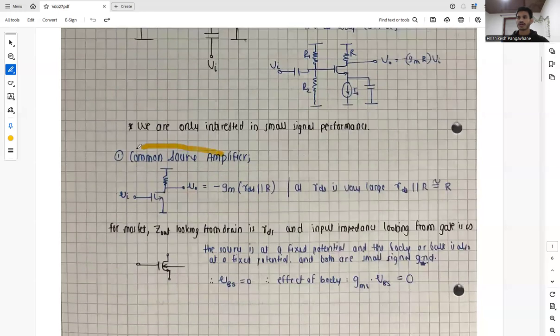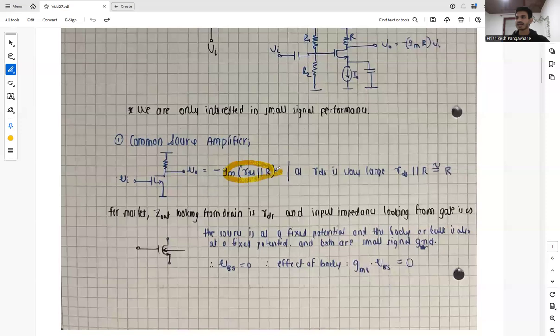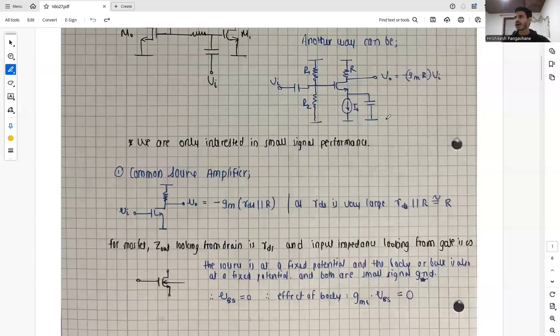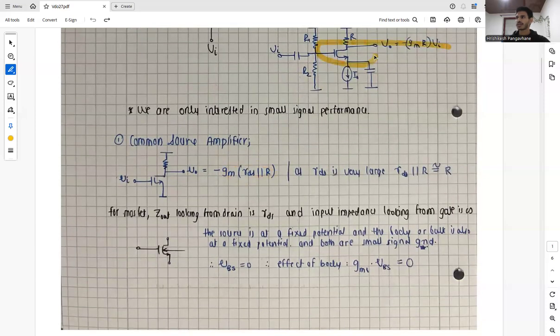So we have a common source amplifier, where we provide the input at the gate, and the output is taken from the drain, and the gain is basically minus GM times RDS parallel R. And as we know, RDS is a very high resistance. So basically, RDS parallel R is nothing but similar to R only. So we say that the gain is minus GM times R in this circuit.